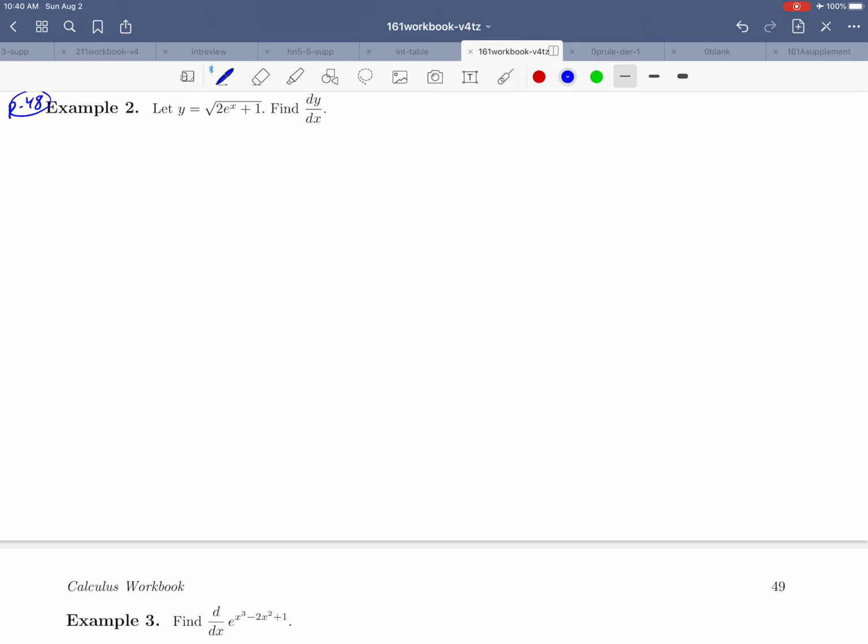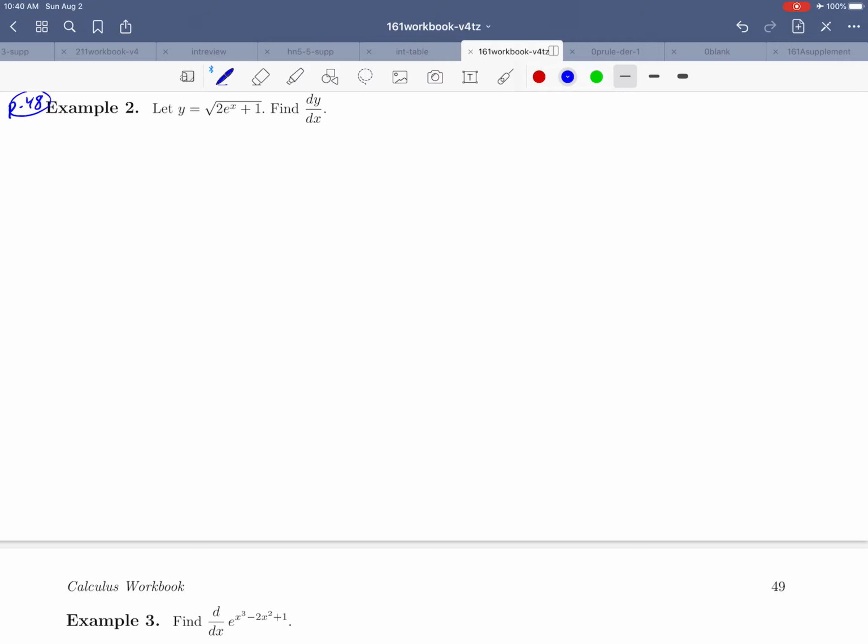They're giving us a function y equals the square root of 2e to the x plus 1, and they'd like us to find the derivative. Notice that this function has similar form to the one that we just did. It's a function inside of a function. So 2e to the x plus 1 is underneath the square root function. This is the typical chain rule situation where you've got two functions composed together.